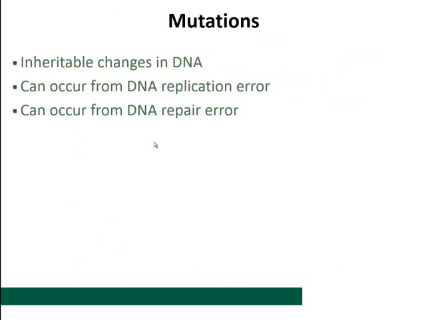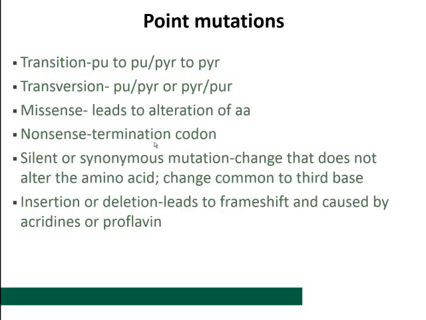And so mutations can either be inherited, they can occur during DNA replication, or they can even occur during DNA repair. These are the stages where mutations can actually occur in a DNA molecule. Let's talk about some point mutations. Types of point mutations. One of them is transition, and that is when a purine is mutated to another purine or a pyrimidine mutated to another pyrimidine. Transversion is when a purine is mutated to a pyrimidine or a pyrimidine is altered to a purine.